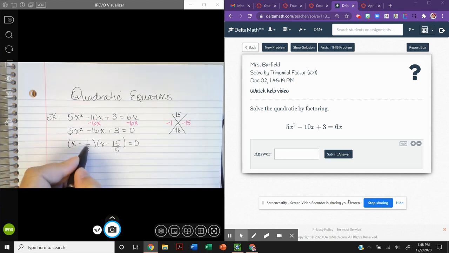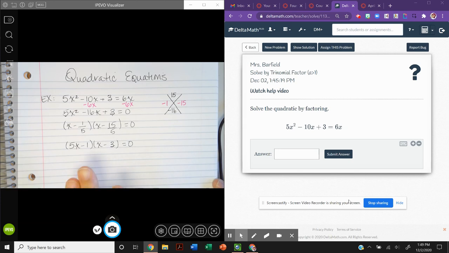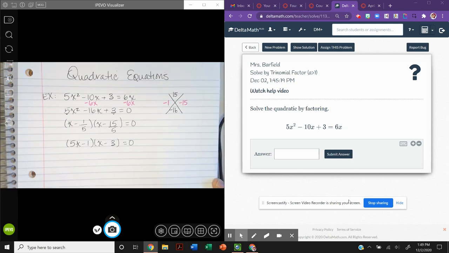All right, I cannot simplify that. So I'm going to pop that 5 up in front. So 5x minus 1 and x minus 3 equals 0. All right, so I have factored my equation. So now I'm looking to solve it.